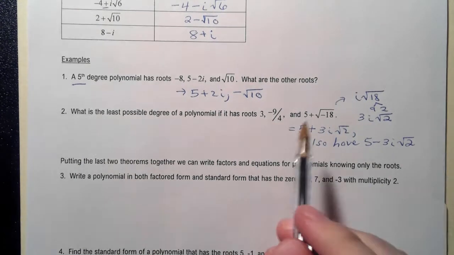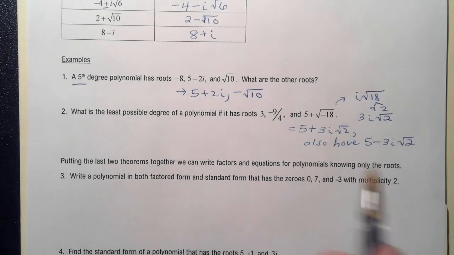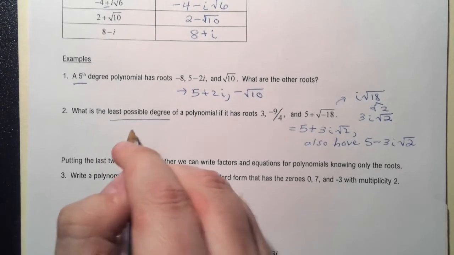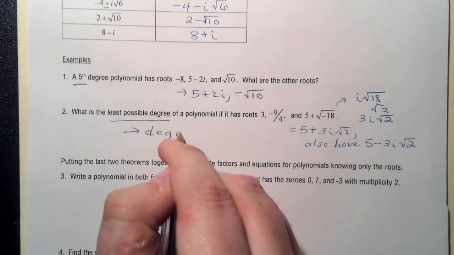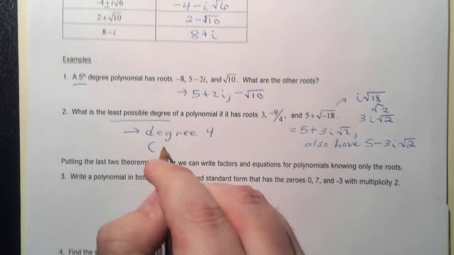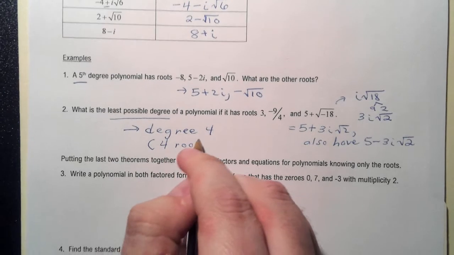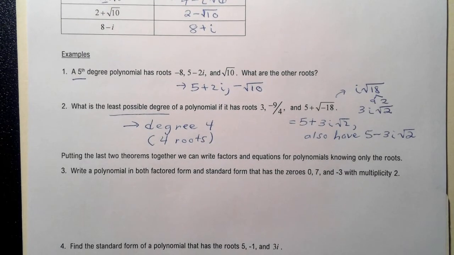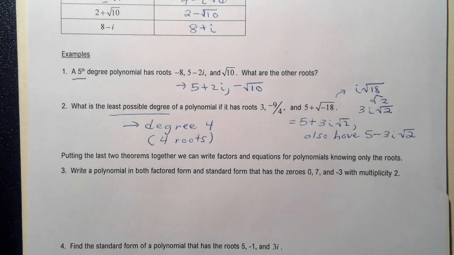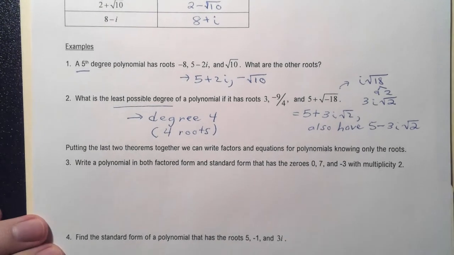I now know that I have a total of 4 roots. So the least possible degree is 4, because I know that I have 4 roots. So now, once I have these theorems, once I understand that a certain root implies a certain factor, and that certain roots come with a partner, I can put these together to write equations for polynomials, knowing only the roots.